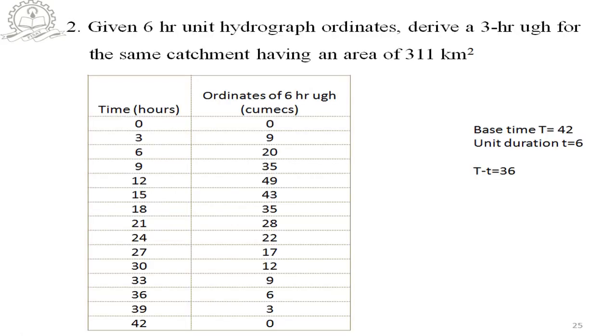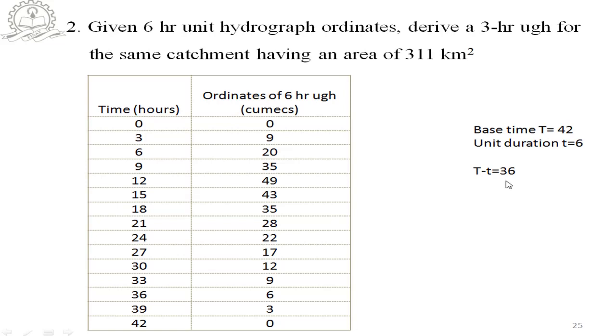Next we will discuss a problem. Given 6-hour unit hydrograph ordinates, derive a 3-hour unit hydrograph for the same catchment having an area of 311 square kilometers. So these are the data. From this, the base time is 42 hours and the unit duration is 6 hours. So the time at which it reaches a constant discharge, capital T minus small t, that we discussed in the previous session, is 36 hours.